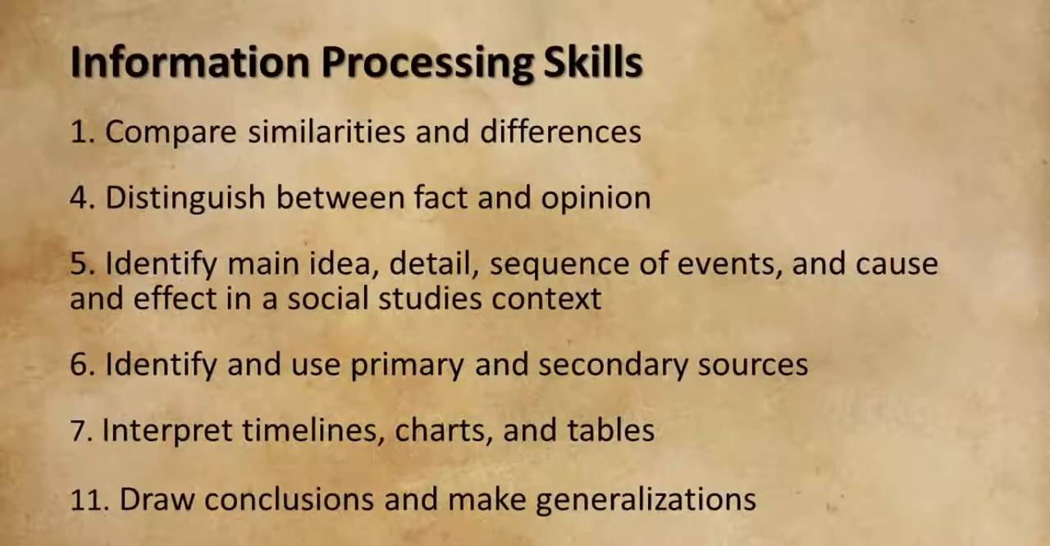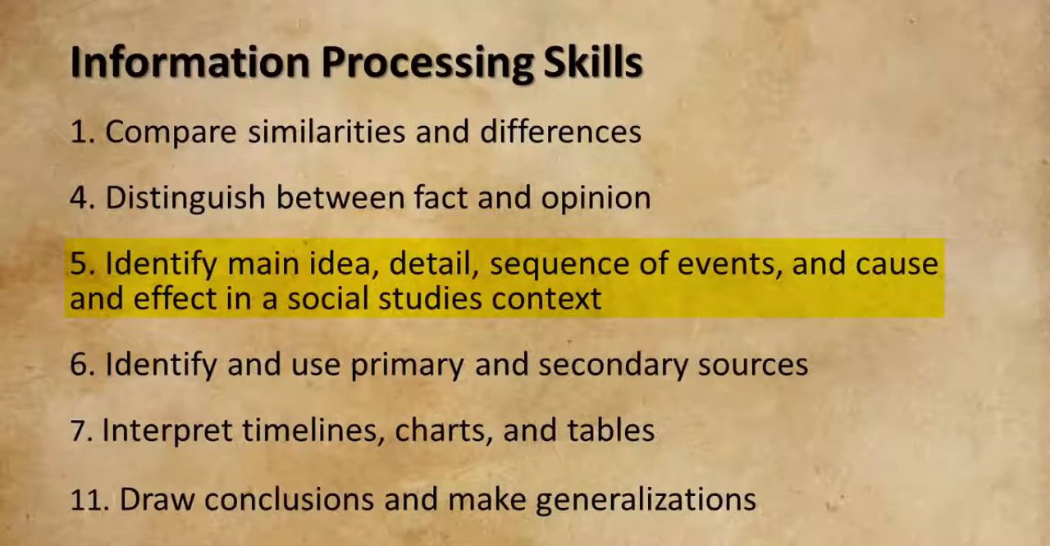Additionally, this unit asks students to apply several social studies information processing skills, including comparing similarities and differences, distinguishing between fact and opinion, identifying main idea, detail, sequence of events, and cause and effect in a social studies context, identifying and using primary and secondary sources, interpreting timelines, charts, and tables, and drawing conclusions and making generalizations.